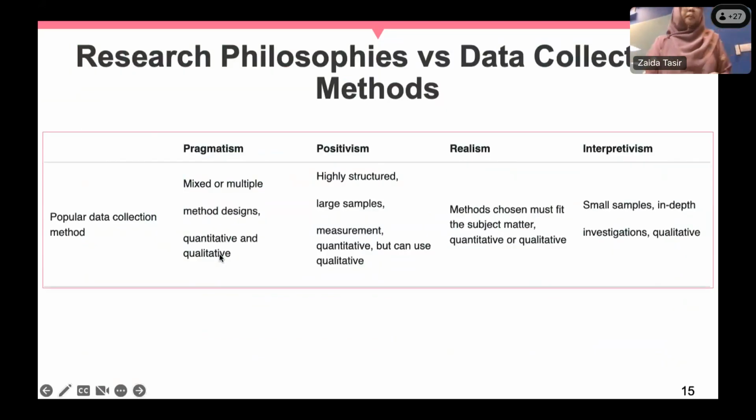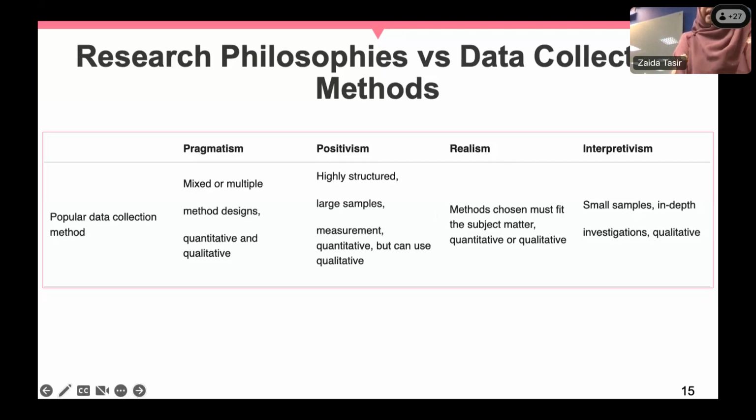And this is another diagram to differentiate the research philosophy versus data collection methods. If you are using the pragmatism research philosophy, then you might use mixed methods or multiple methods. Of course, if you are using positivist, you will totally focus on quantitative. You can use qualitative data, but you are mainly using quantitative. Realism is more on mixed method. Interpretivism is more on qualitative methods.